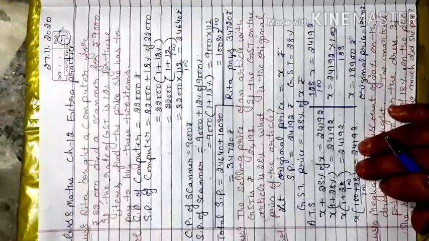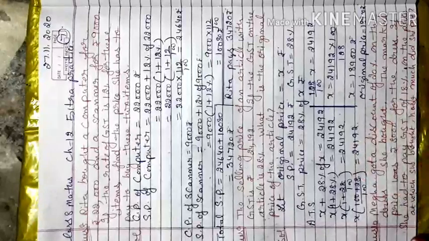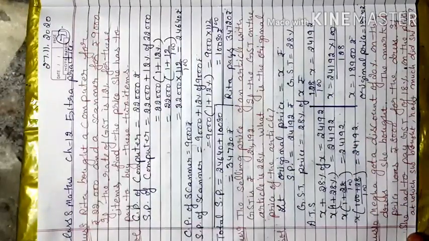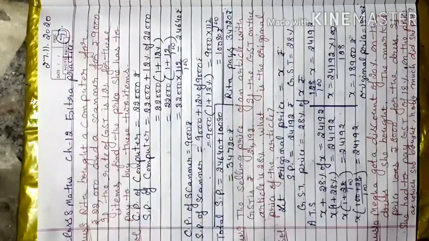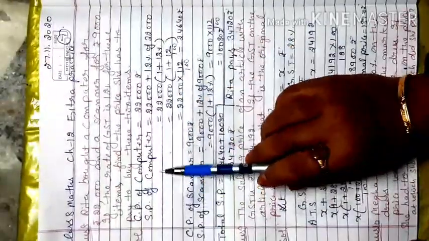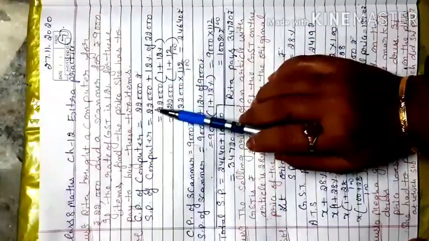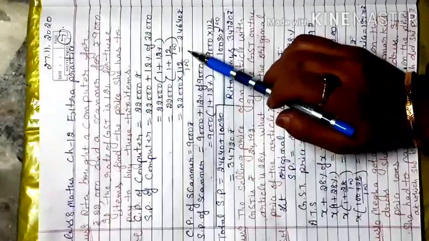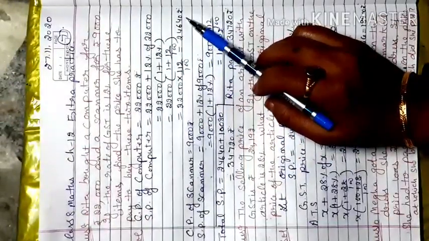Rita bought a computer for rupees 22,000 and a scanner for rupees 9,000. The rate of GST on each item, computer and scanner, is 12%. So how much total price does Rita have to pay to the shopkeeper? Now the cost price of the computer is 22,000 rupees. The selling price of the computer is 22,000 plus 12% GST added on that. By adding all this, the total selling price will be 24,640 including GST.